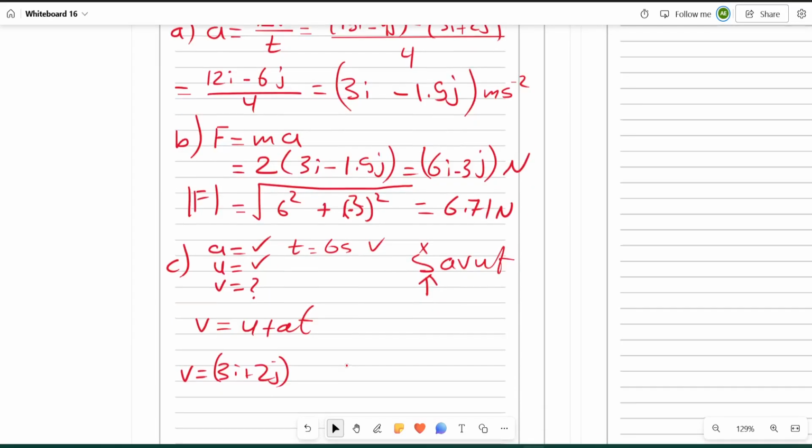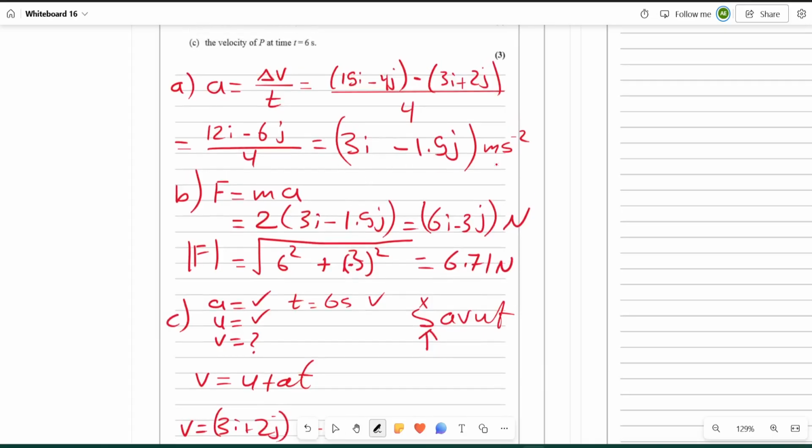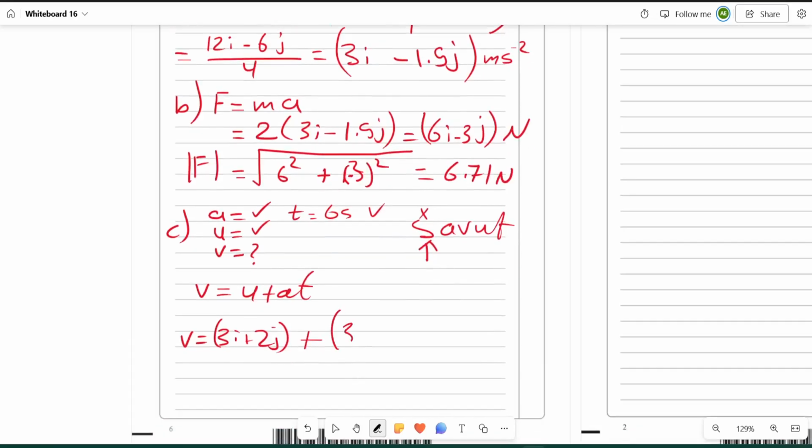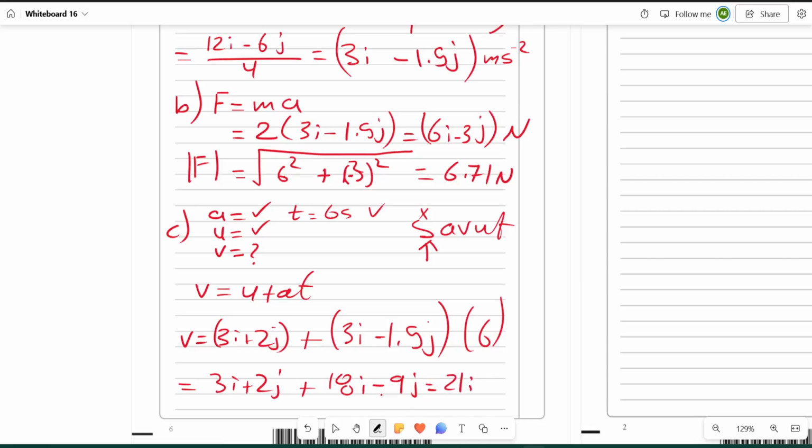But I like to start from the beginning because it's more logical. So plus the acceleration vector, which was this vector over here, 3i minus 1.5j, multiplied by the time, which is 6. So this is going to be 3i plus 2j plus 3 times 6 is 18i. Negative 1.5 times 6 is minus 9j. So 3 plus 18 is going to be 21i. 2 minus 9 is going to be minus 7j. And this is going to be my final velocity vector.